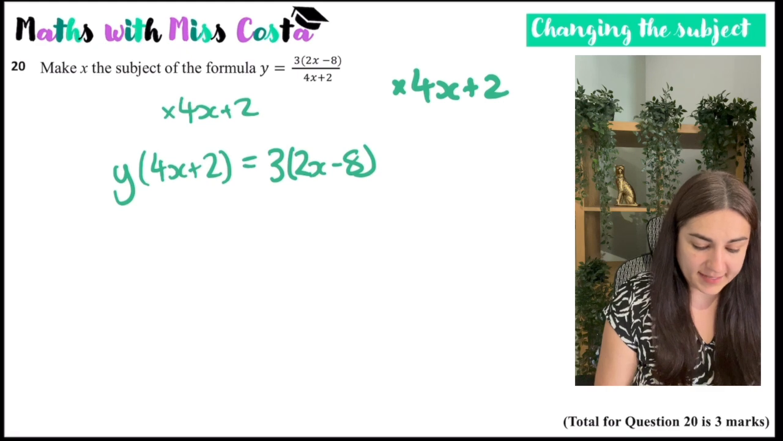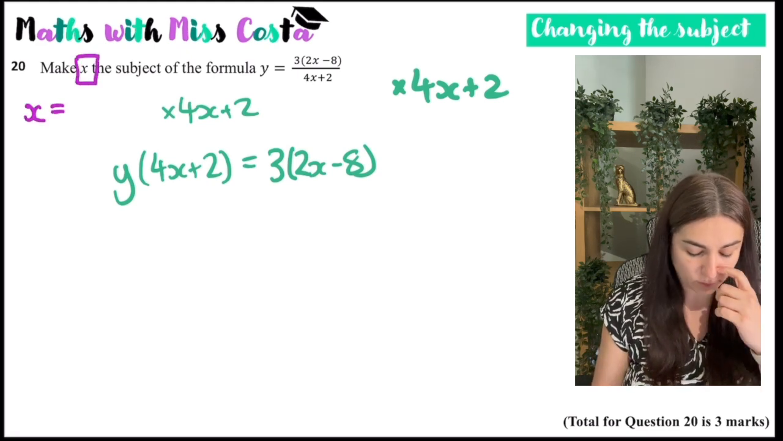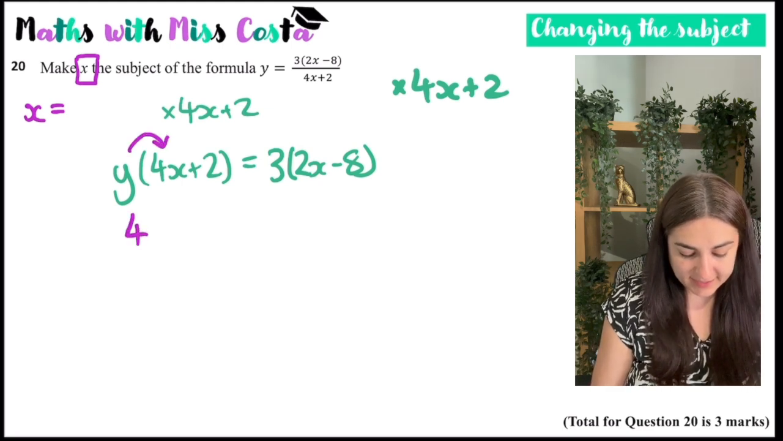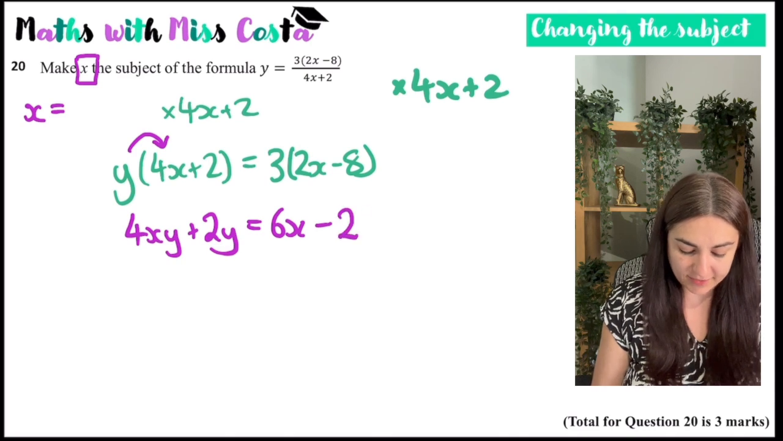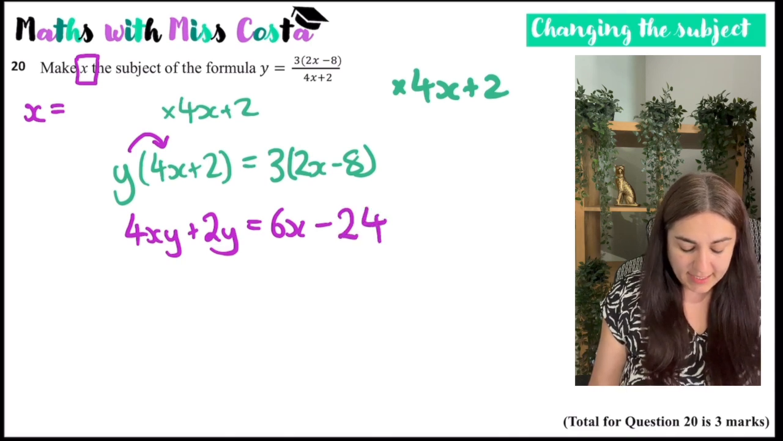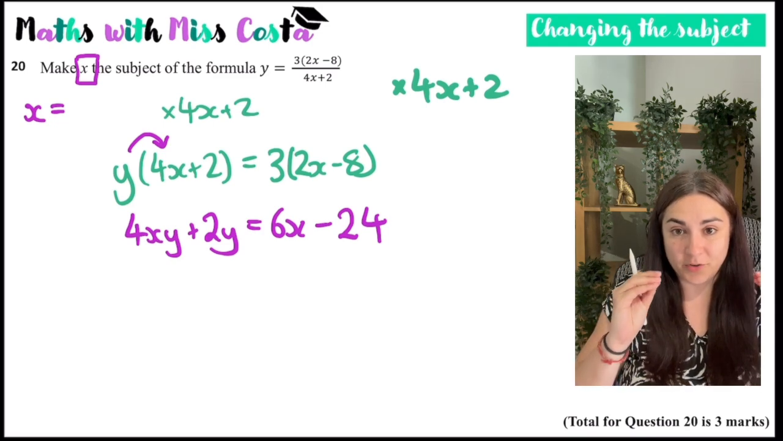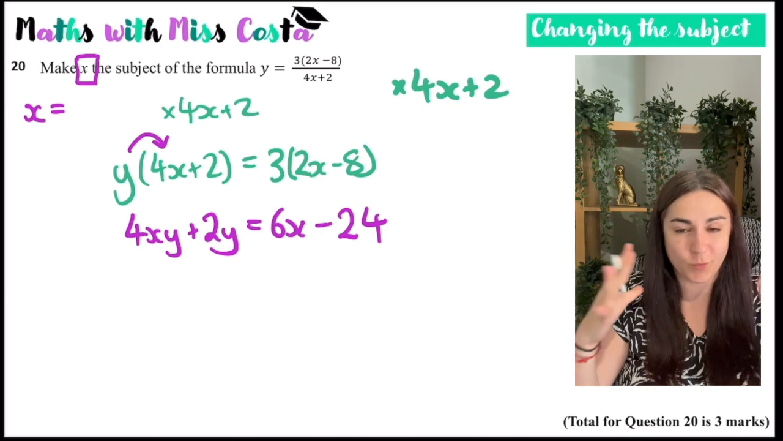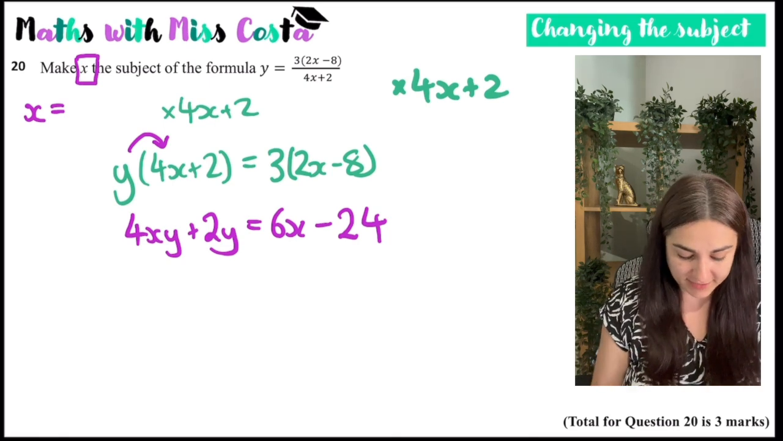And always bear in mind, it is x that you're trying to make the subject of the formula, so you want to end up with x equals. So what I could do is first, I could expand the brackets. So I'd be left with 4xy plus 2y equals 6x minus 24. Now, I've got x on both sides of the equation, and I've got x in terms that are not like terms. And if this happens, this is a key sign that all we need to do is factorize. So let's bring the x terms onto one side, and then we can factorize.